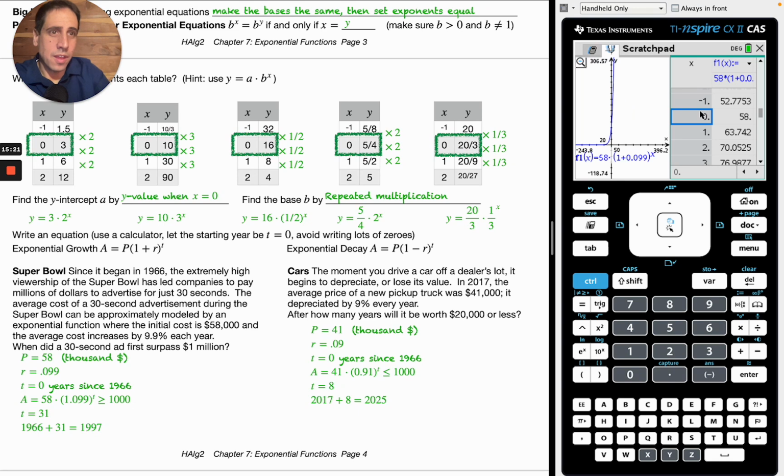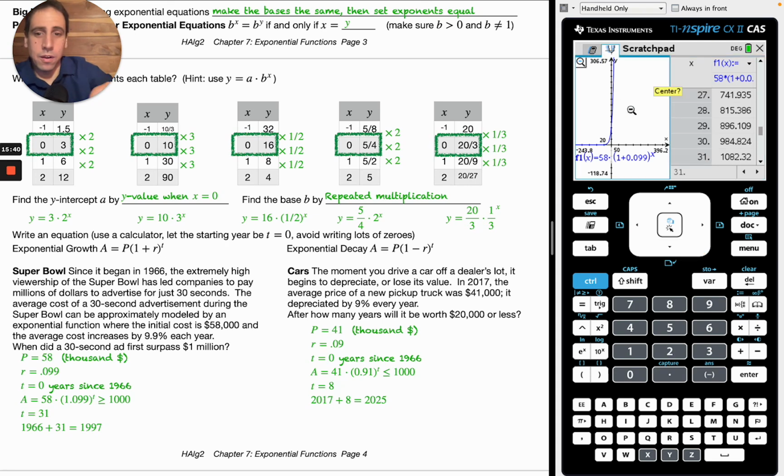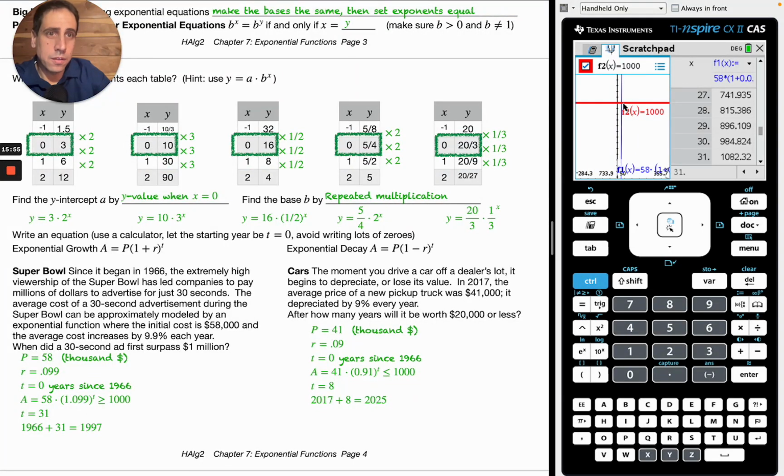Maybe it'd be easier to see on the table. So you can see year 0 is 58, and then year 1, 2, 3, 4, 5, 6, 7. Let's just scroll down a whole bunch, and all of a sudden we get to 1,000 thousands, which is a million. It's going to first surpass $1 million in year 31. If you wanted to, we could go here, press tab, and type in 1,000. And we can't see it because it's just not high enough. But there it is. And if you wanted to, you could find an intersection point.